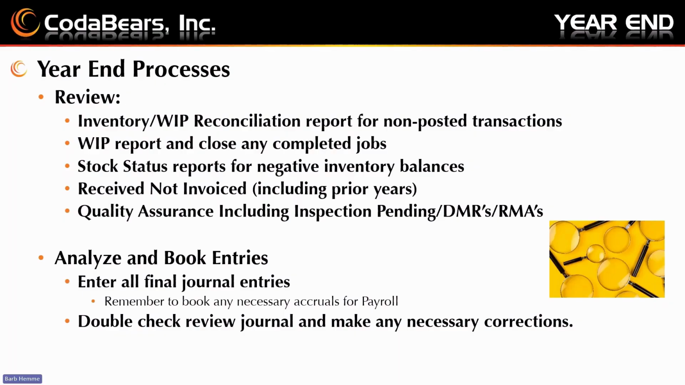This will be done after the first of the year. Again, book your payroll accrual. Double check your review journal and make any necessary corrections. This is a common mistake that happens, that people forget to look at the review journal, and we tend to have entries that are sitting out there that never got booked, and it would require a prior year correction.